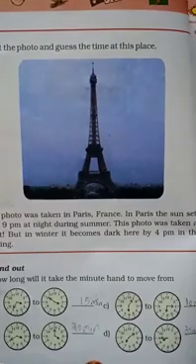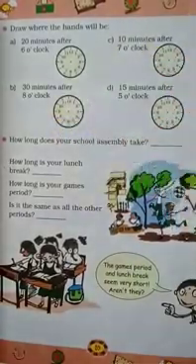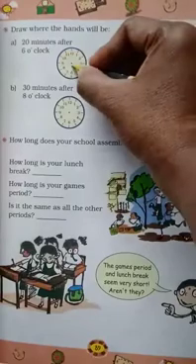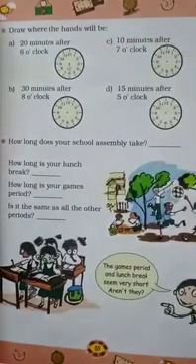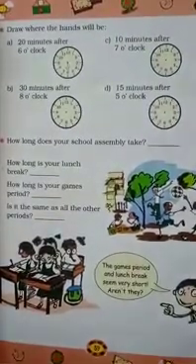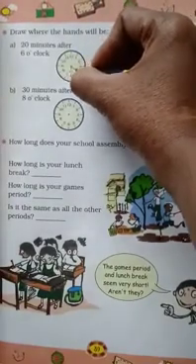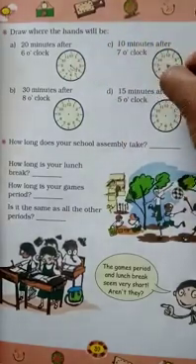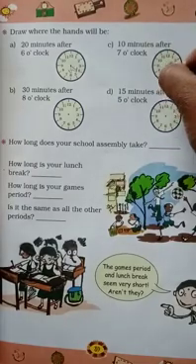Next we'll be seeing how to draw where the hands will be. Draw where the hand will be 20 minutes after 6 o'clock. So first we draw a 6, and 20 minutes means 5, 10, 15, 20. So 4 you should go. Next, 10 minutes after 7 o'clock. So first you draw 7, and 10 minutes: 5, 10. It is 10.